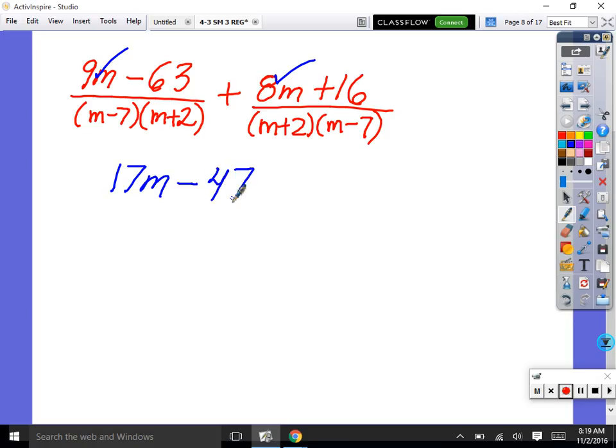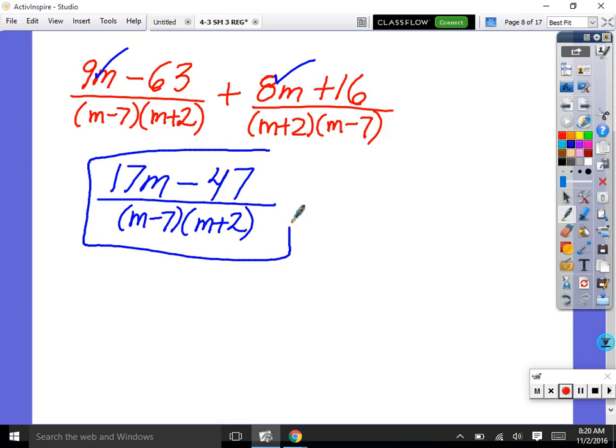-47. And that's all over the least common denominator, because we just put the top together. We have just added two fractional expressions together. Now, you would say, okay, I've done the hard part. Now let's simplify. Does 47 divide by 17? Nope, 17 doesn't have any other factors, so it must not factor. So then we're done, because nothing will divide out.